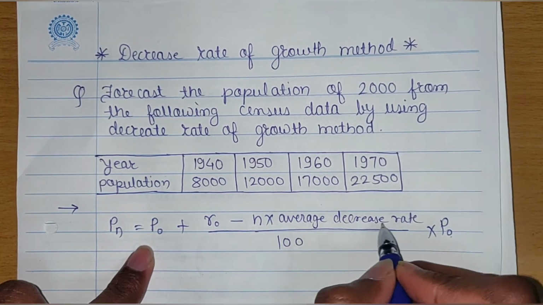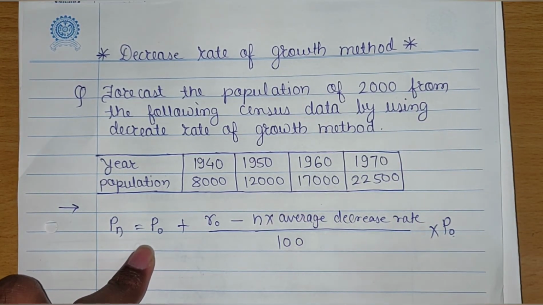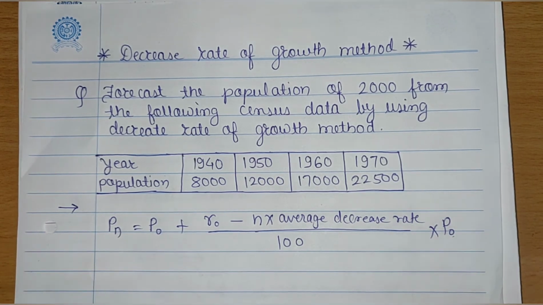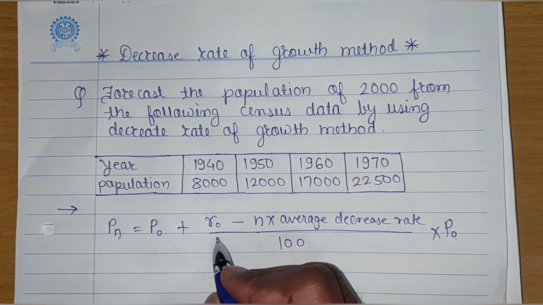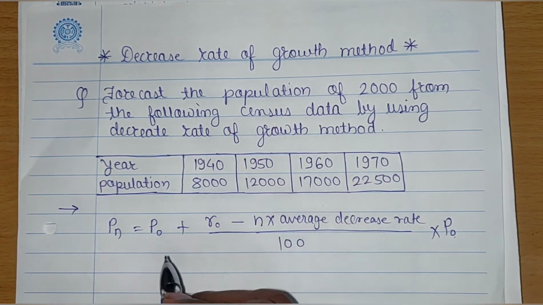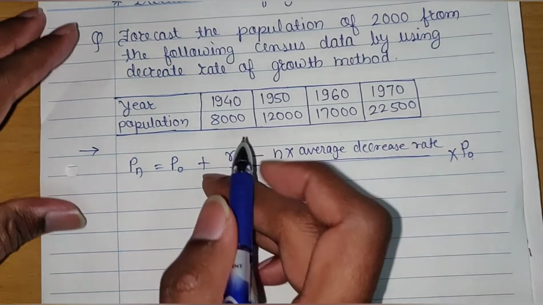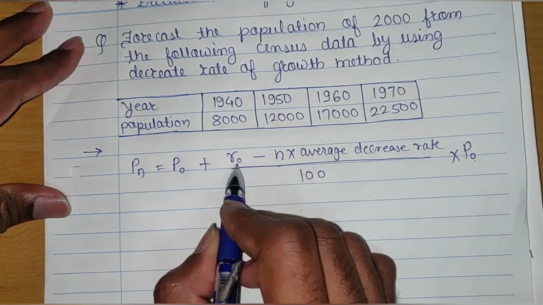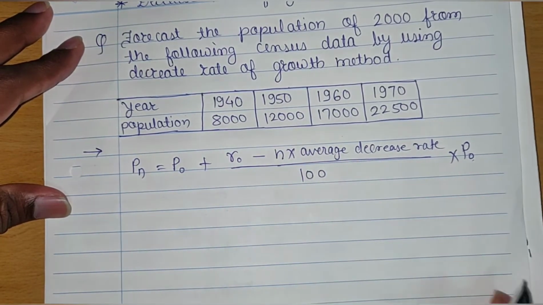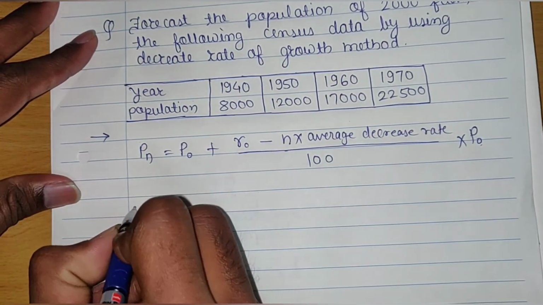Average decrease rate is the average of the decrease rate in the population after every decade. And R naught is the percentage increase in population of the previous known year. I will explain these two terms again in the table also. So let's draw the table.